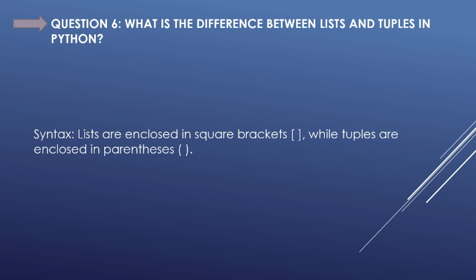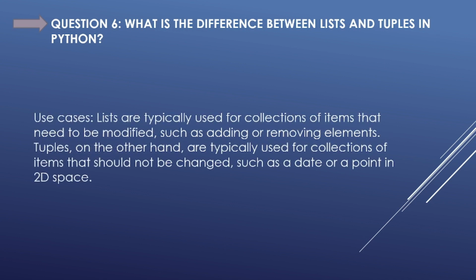Syntax. Lists are enclosed in square brackets while tuples are enclosed in parentheses. Use cases. Lists are typically used for collections of items that need to be modified, such as adding or removing elements. Tuples, on the other hand, are typically used for collections of items that should not be changed, such as a date or a point in two-dimensional space.